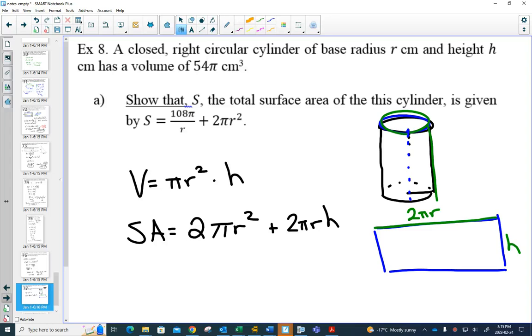This is a formula that I don't have memorized. I just redraw it every single time. I think about the circle on the top and the bottom, and I think about the rectangle, and there we have our surface area formula.